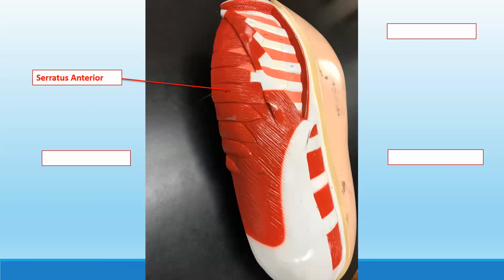And here we see the serratus anterior. We see the external intercostal muscles. The intercostal muscles are between the ribs. We have both external and internal. The external, the grain of the muscle runs towards the midline. The internals run opposite. Here we see the rectus abdominis, and here we see the external obliques.